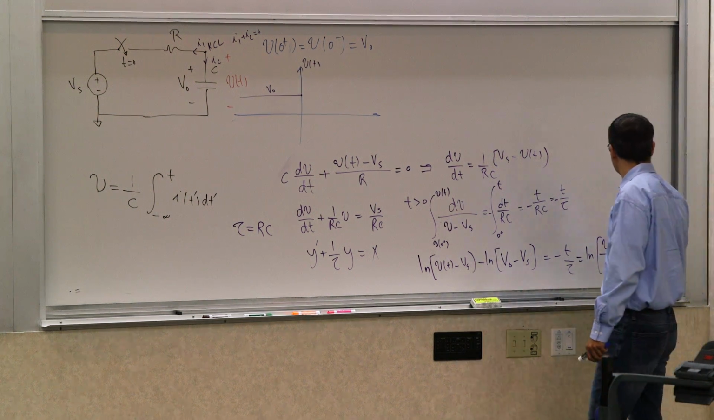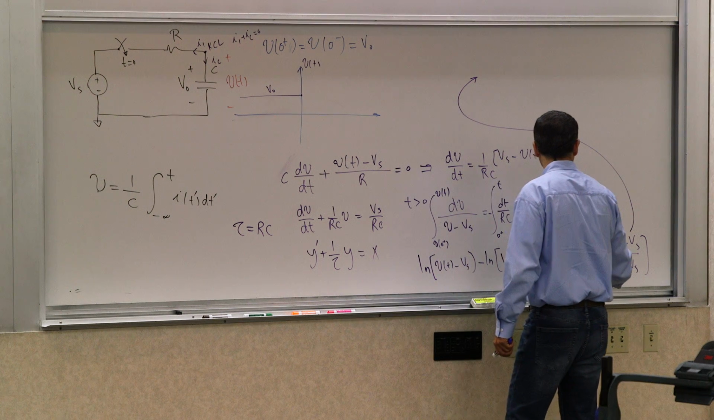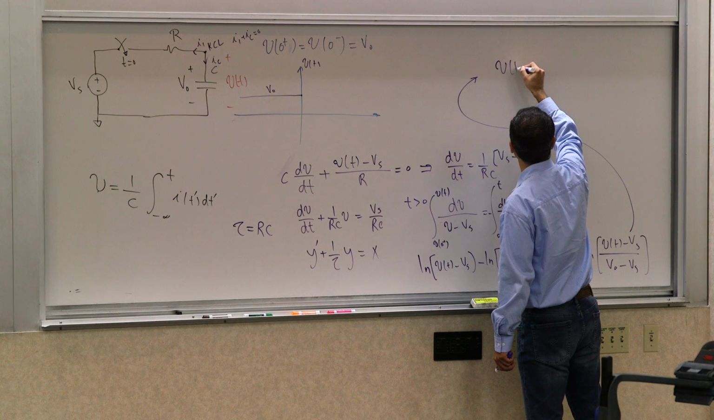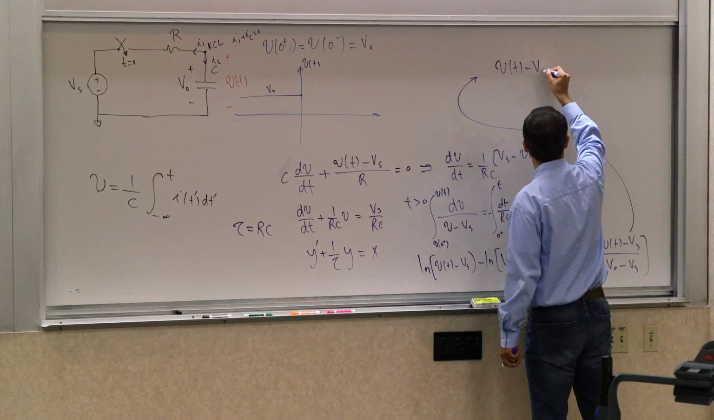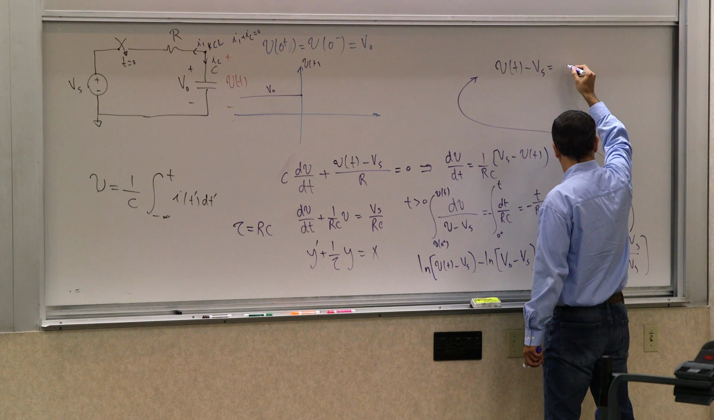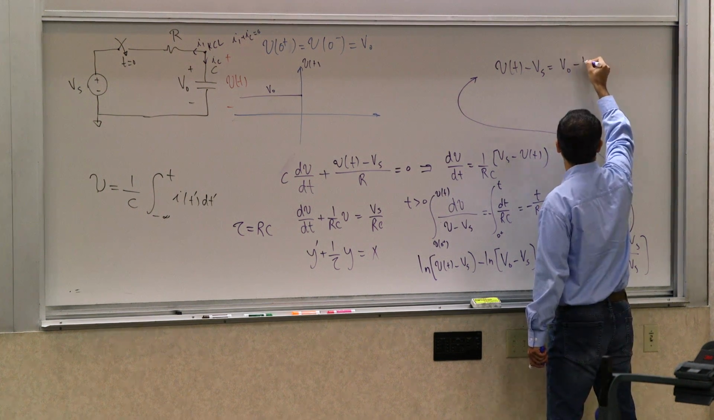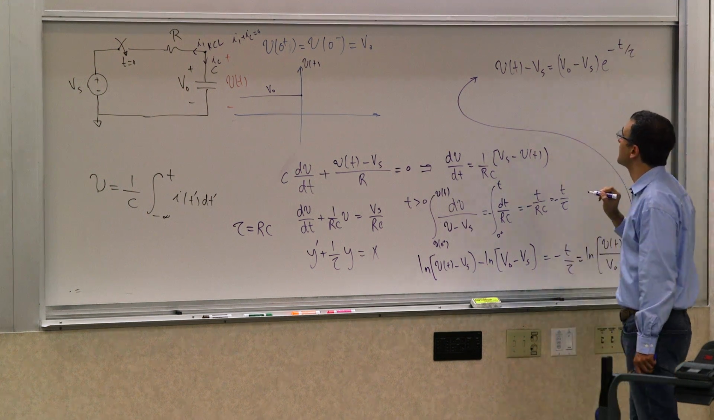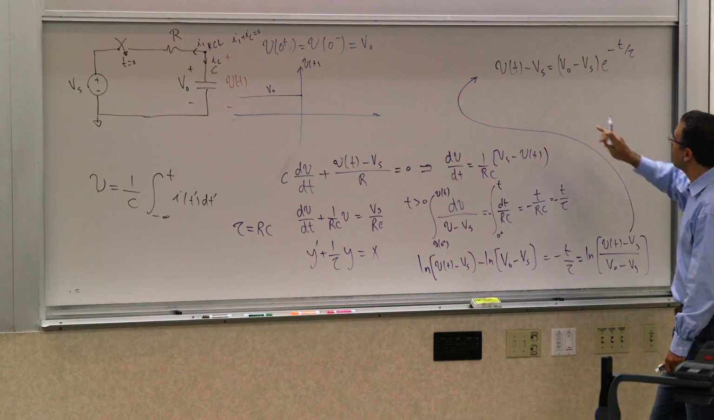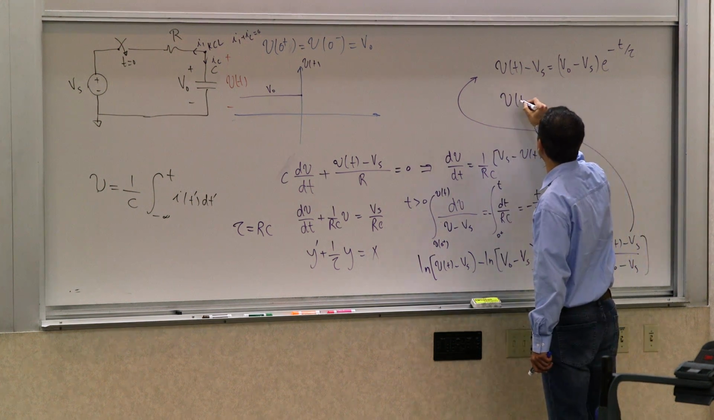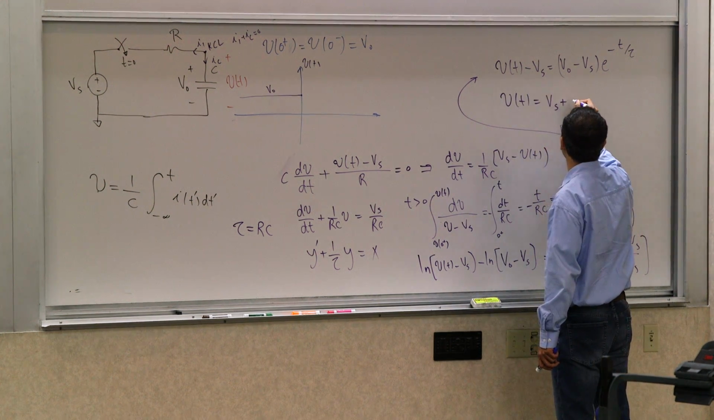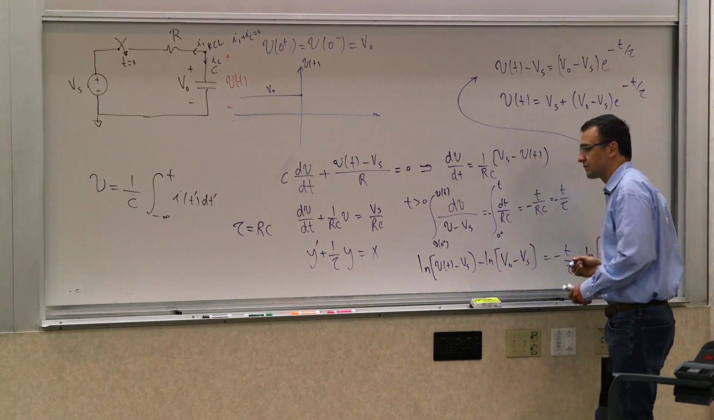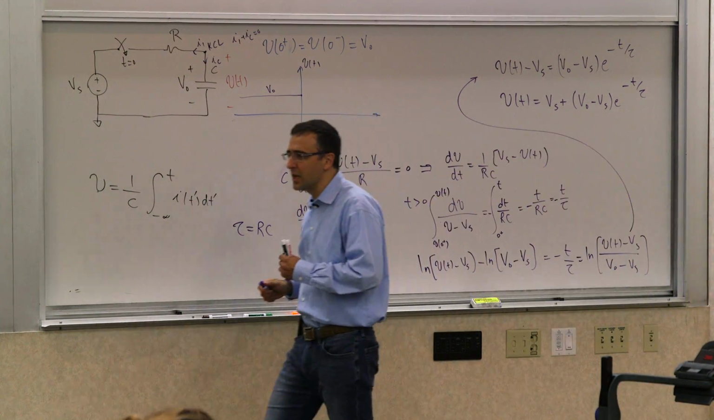Taking one further step, I can take the exponential of both sides. So I get V of t minus Vs equals V0 minus Vs times e to the negative t over tau. I can move this to the other side and get V of t equals Vs plus V0 minus Vs times e to the negative t over tau. So that's the solution.